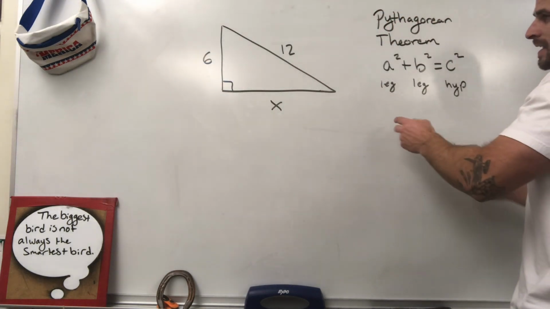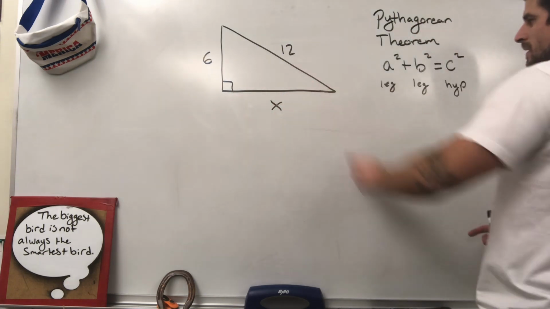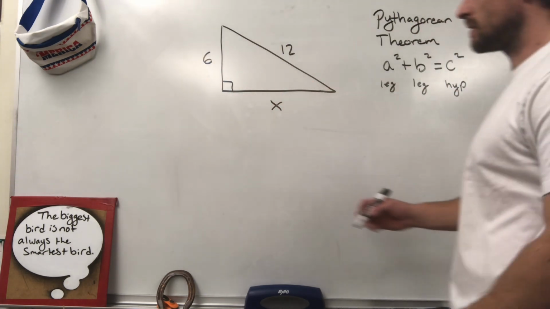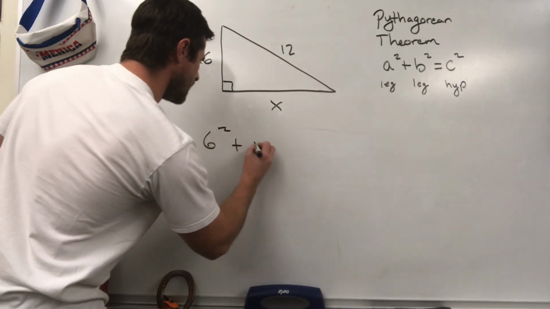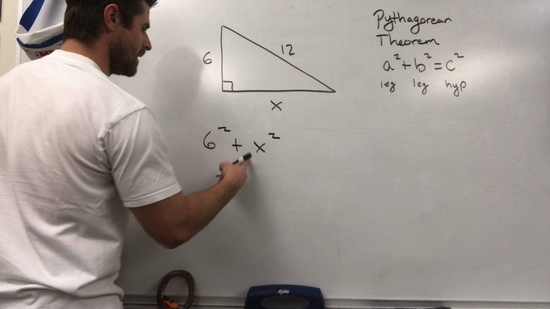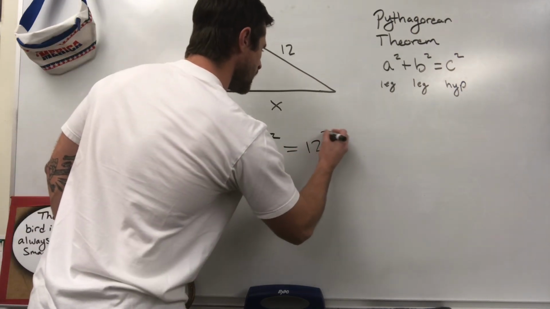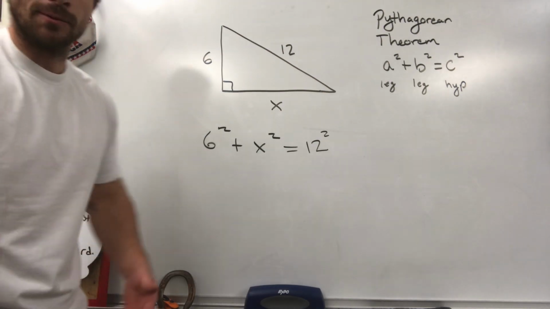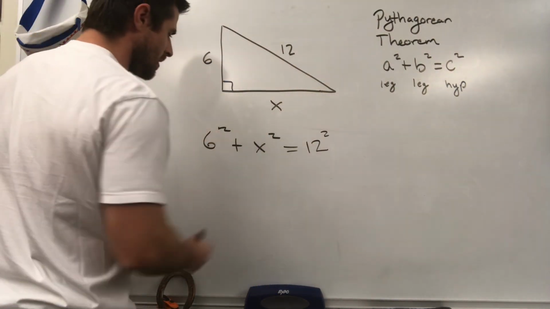But if we switch that up and I give you one leg, you don't know the other leg, but you do know the hypotenuse, you just plug it into the Pythagorean theorem here. So what that's going to look like is this: 6 squared plus x squared, because that's our other leg, we don't know what it is yet, equals 12 squared. That's the beauty of math, is we could say we don't know what it is yet, but by golly, we're going to figure it out. So we just got to solve this equation now.